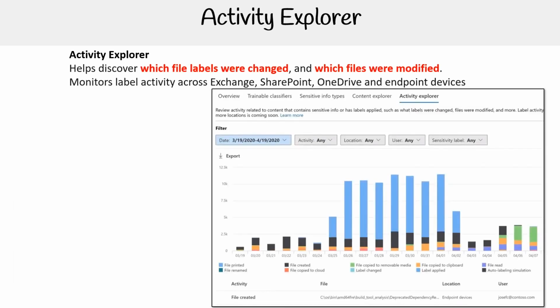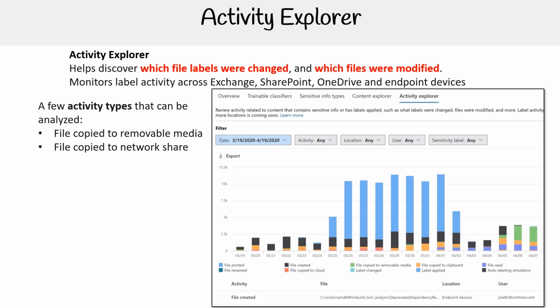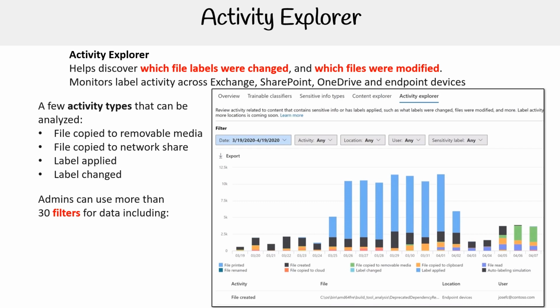The other explorer here is the Activity Explorer, and this helps discover which file labels were changed and which files were modified. So it monitors label activity across Exchange, SharePoint, OneDrive, and endpoint devices. A few activity types that can be analyzed are file copied to removable media, file copied to network share, label applied, and label changed. And admins can use more than 30 filters for data including location, user, sensitivity label, and retention label.